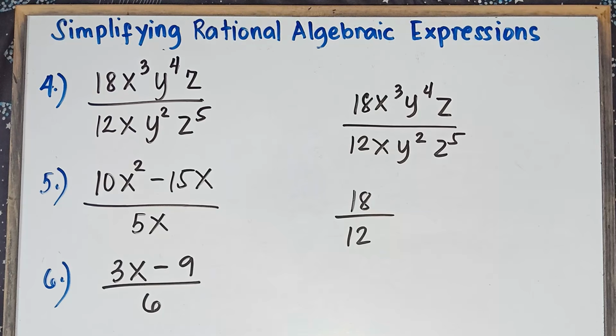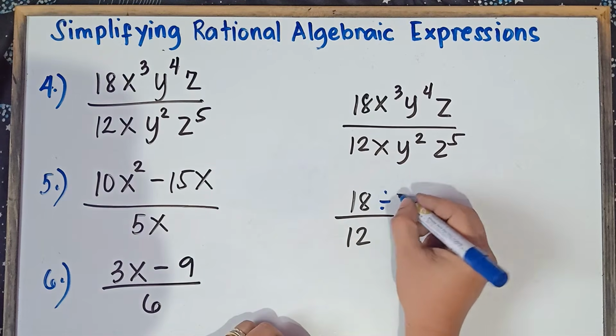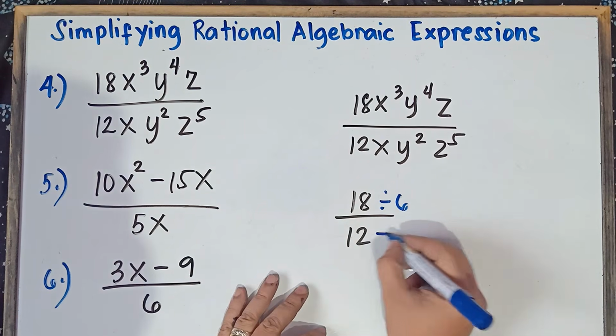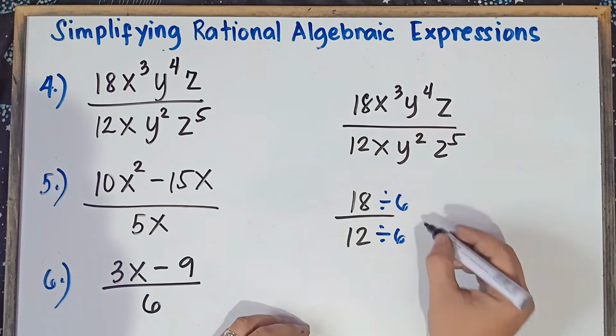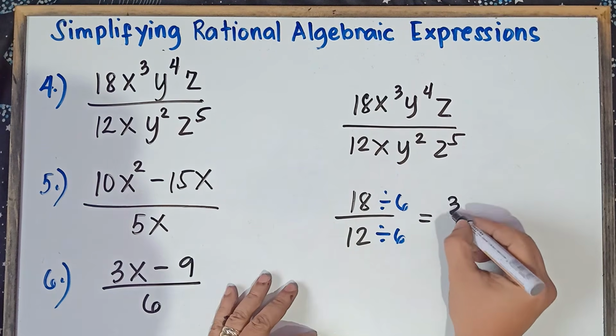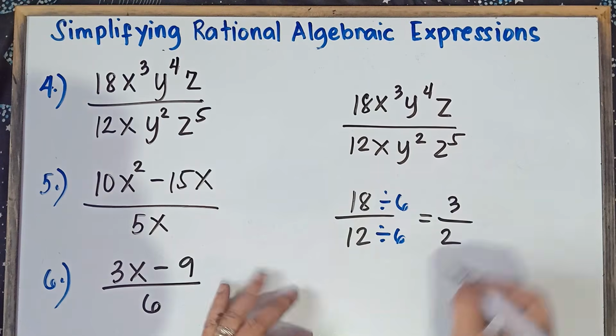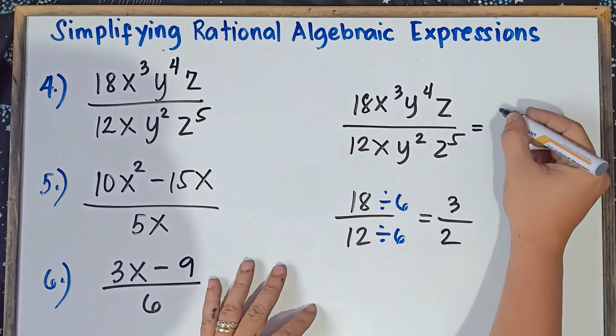Now, next question, class, can we reduce 18 and 12? Yup, we can reduce. What would be the greatest common factor, class, of 18 and 12? That's correct, that would be 6, right? We can divide 18 by 6. We can also divide 12 by 6. So, 18 divided by 6, that would be 3. 12 divided by 6, that would be 2. So, this will be 3 over 2.